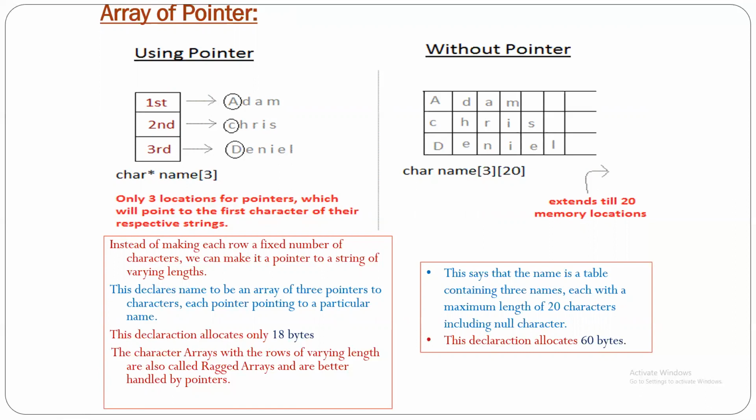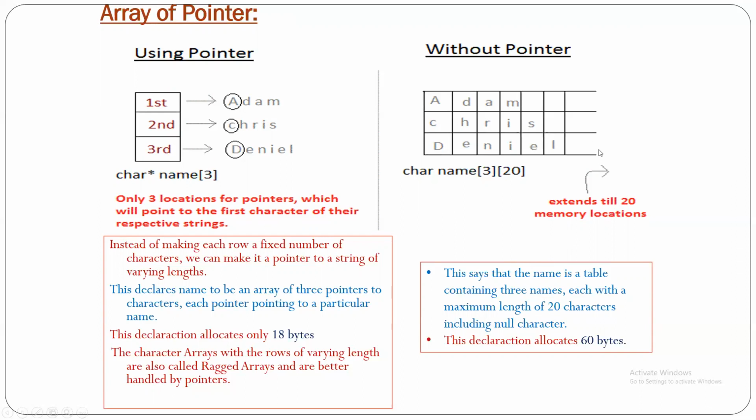So how much memory space is allocated here? The allocation of memory is 3 into 20, which is 60 bytes. So 60 bytes are being reserved. But you can see that each string which I have written does not have 19 characters. It has fewer characters than that, so the remaining bytes are totally wasted.